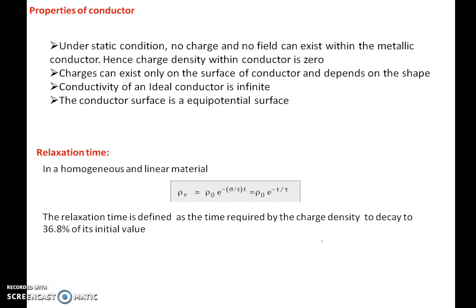Relaxation time is very small for a conductor. So we can say that the charge density inside the conductor will decay very quickly, so there won't be any charge density inside the conductor, because the relaxation time for a conductor is very small. The relaxation time tau is given by the absolute permittivity divided by the conductivity of the material.